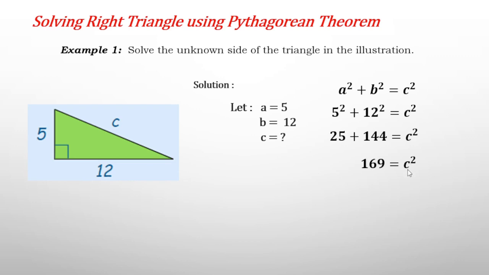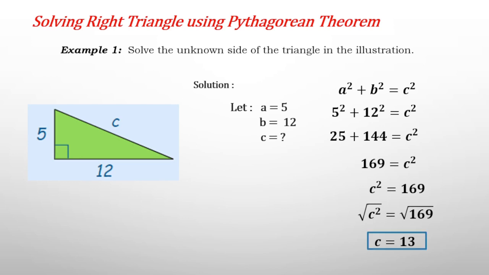How are we going to find out the C if we now have C squared? We are going to extract the square root of both sides of the equation. So C squared becomes the square root of C squared, and 169 becomes the square root of 169. Take note that the square root of C squared is equal to C, and the square root of 169 is equal to 13, because 13 times 13 gives us 169.